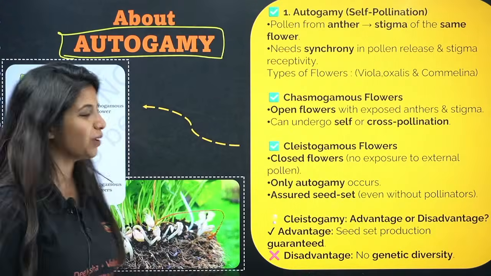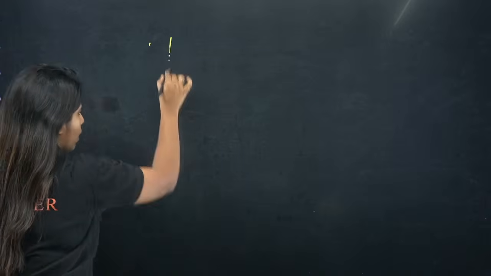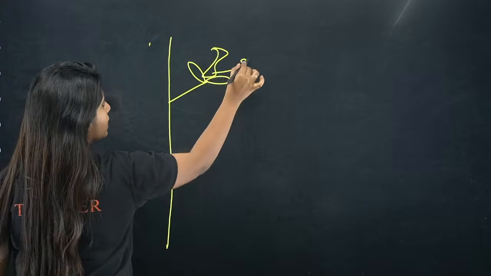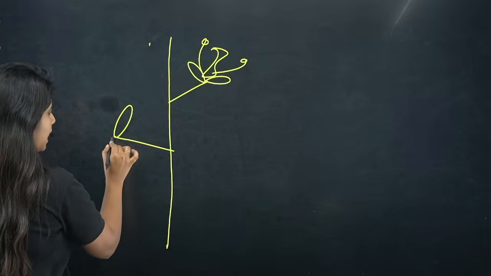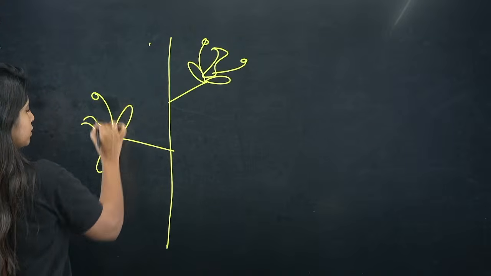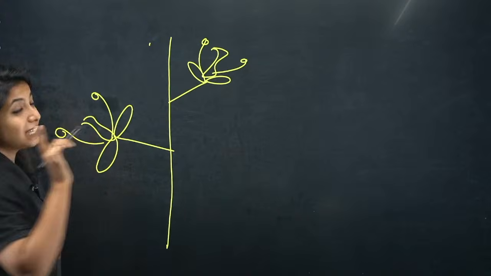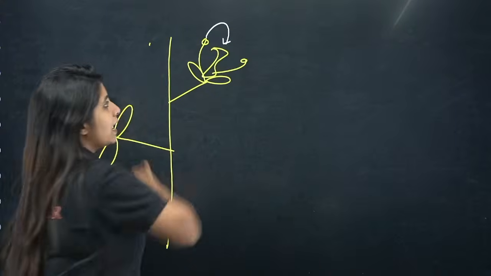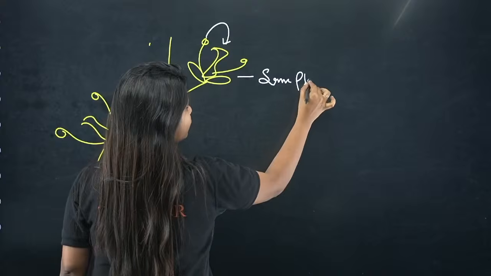What do you mean by autogamy? For that, I might need the help of a picture. I'll explain everything in one go, and very easily. So here's a sweet little flower. This is the female part, and this is the male part. Now this plant has another flower. Again, the female part is right over here and the male part is right over here. Now suppose pollen grains are here and they come and land on the stigma of the same flower.